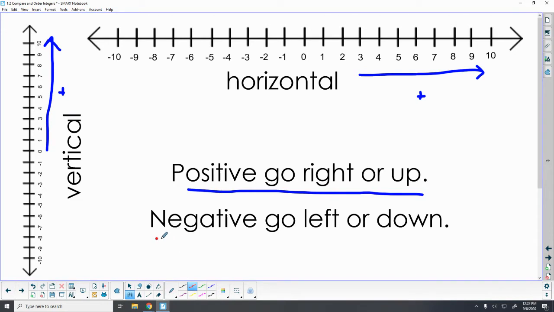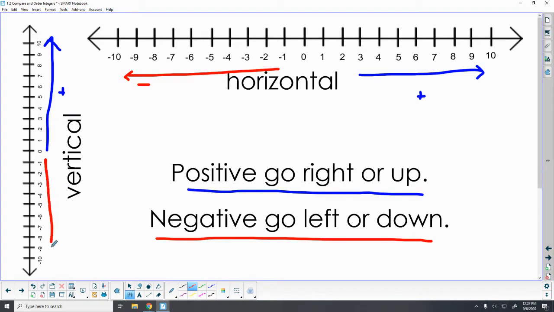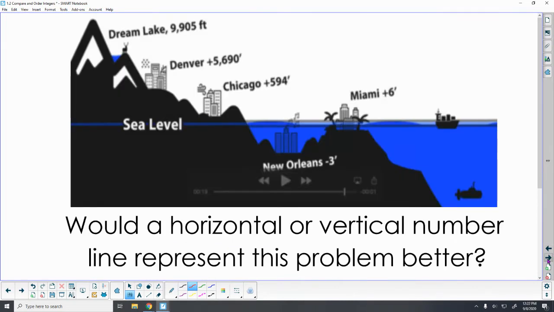And the other way is always going to be negative. When we go to the left, we're getting smaller. So the farther you get to the left, the smaller the number. Those are our negatives. And when we go down below 0, those are also the negatives. So it's important not to flip those as you are making your number lines.